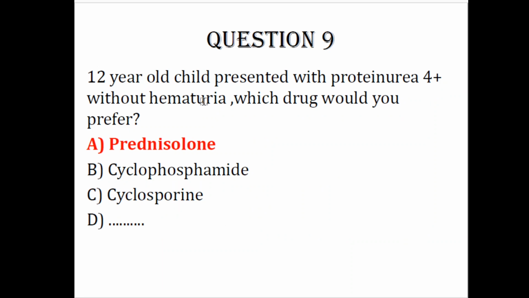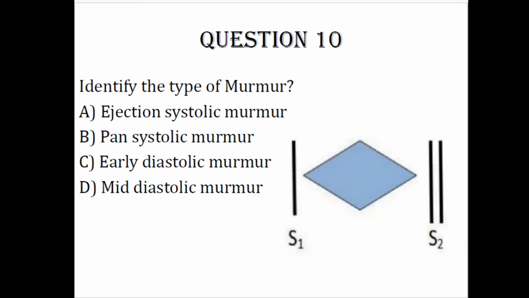We start on prednisolone for 4 to 6 weeks and then we taper. So here in this case, it's a child presenting with nephrotic syndrome. What would be the answer? It would be minimal change disease. And how do you manage minimal change disease? By giving prednisolone for 4 to 6 weeks.